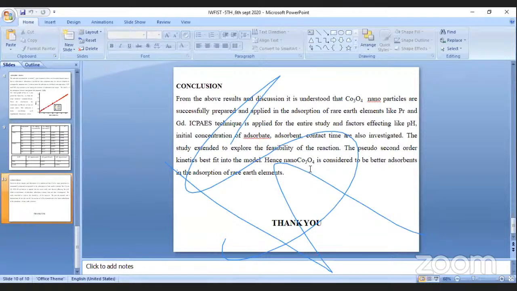And it is concluded that this nano cobalt oxide can be used as a better adsorbent for further rare earth elements also. Our future scope of the work also includes other rare earth elements, like we are studying lanthanum and neodymium, etc. So our study is to study the various adsorption studies by using this adsorbent.